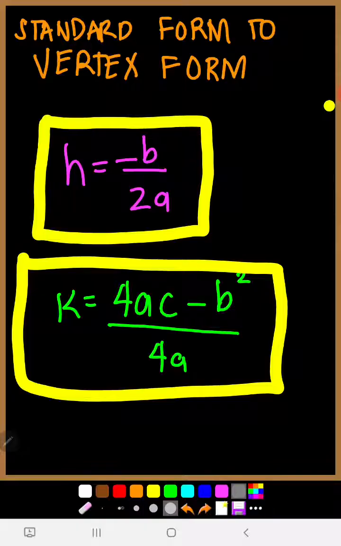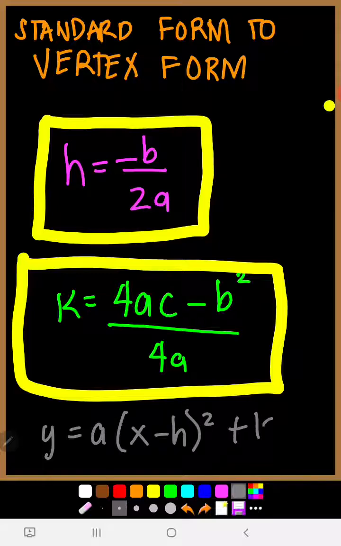Kasi, diba, if we're going to repeat, the vertex form is y is equals to a times quantity x minus h squared plus k. So, may h tsaka yung may k.